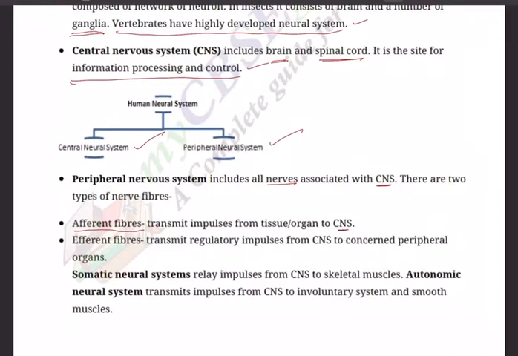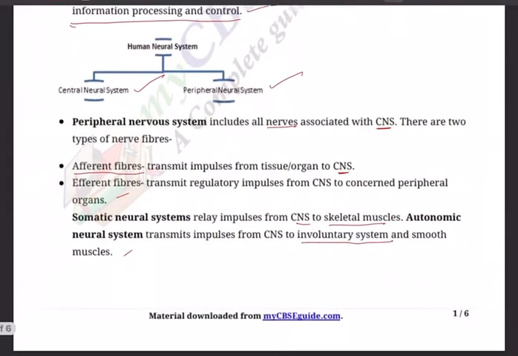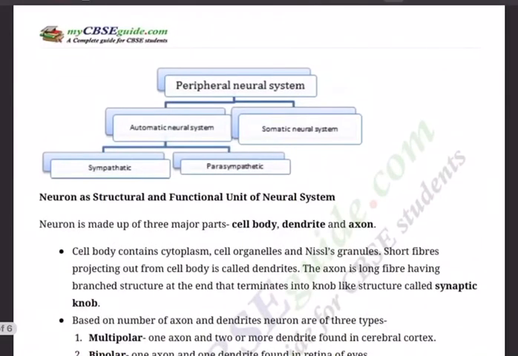They transmit impulses from tissue or organ to CNS, central nervous system. As I said just now, from eye to brain. And efferent nerve fibers transmit regulatory impulses from CNS to concerned peripheral organs. So both to and fro action is there. And somatic neural systems relay impulses from CNS to skeletal muscles. Autonomous nervous system, just now I said, it transmits impulses from CNS, central nervous system, to involuntary organs and smooth muscles.